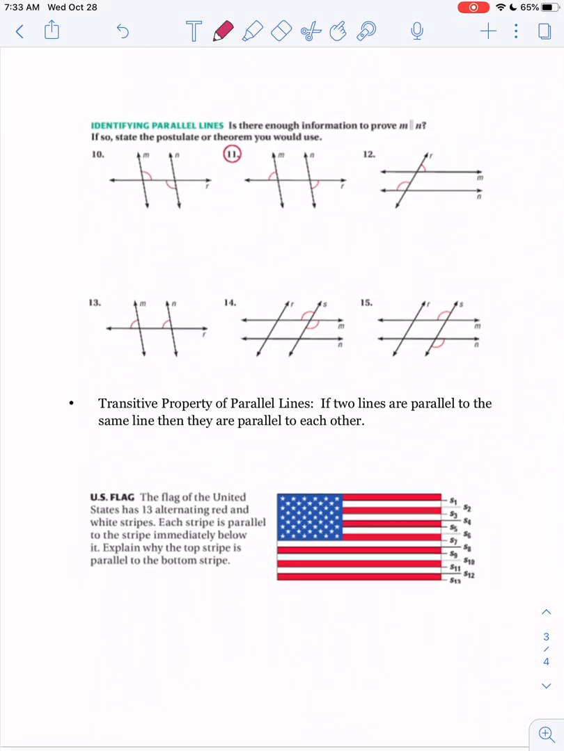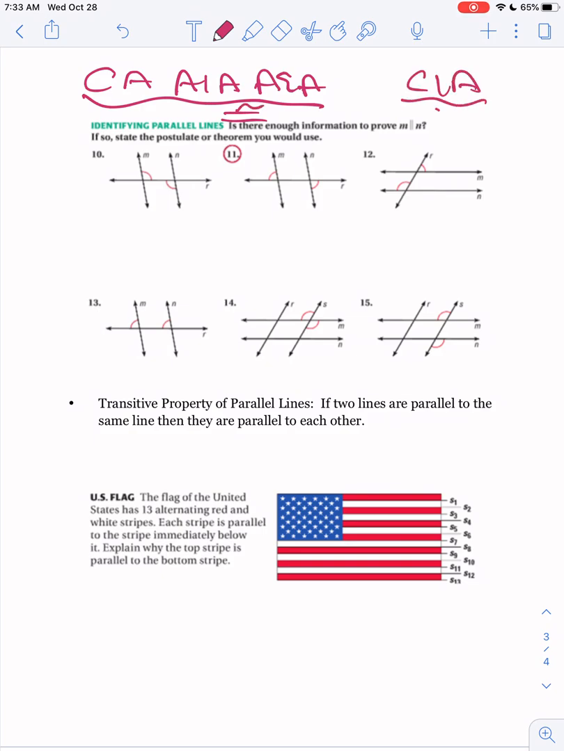It says, is there enough information to prove M and N are parallel? So again, we have our four choices: CA, AIA, AEA are congruent, or CIA are supplementary. So we're looking for one of those four things. Looks like on number 10, they gave us alternate interior angles, so we're going to use alternate interior angle converse. Looks like 11, they give us alternate exterior, so that's AEA converse.